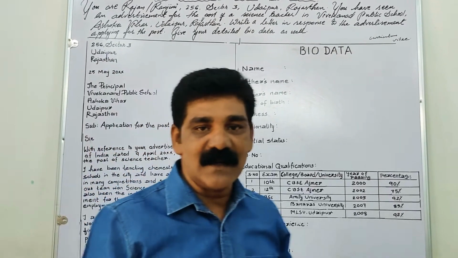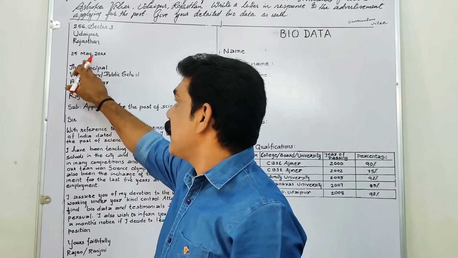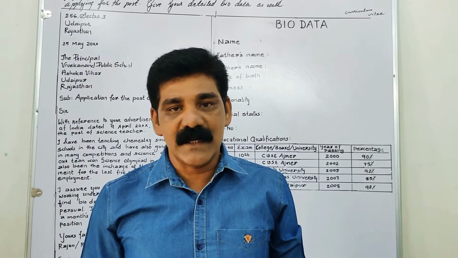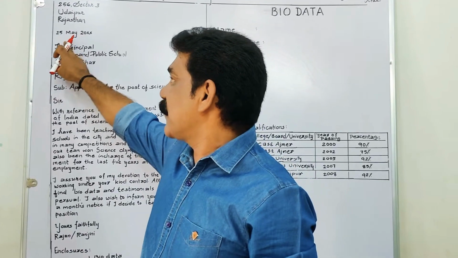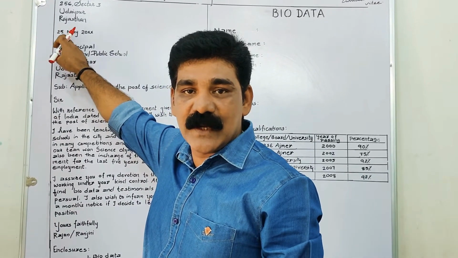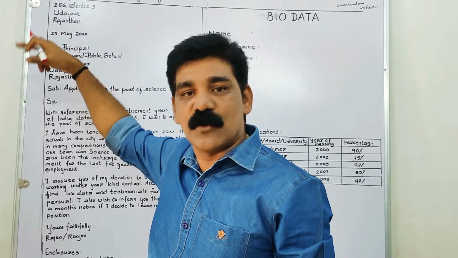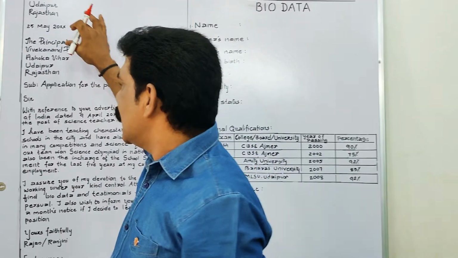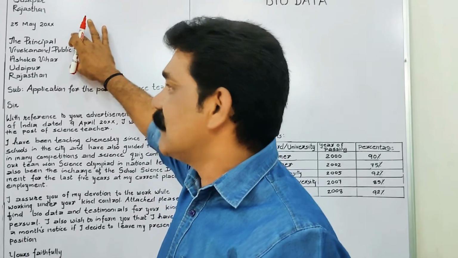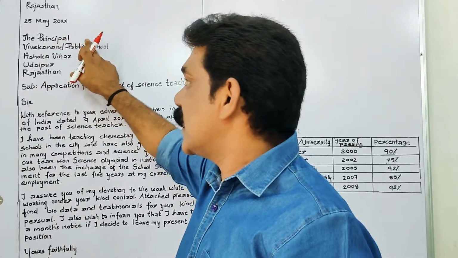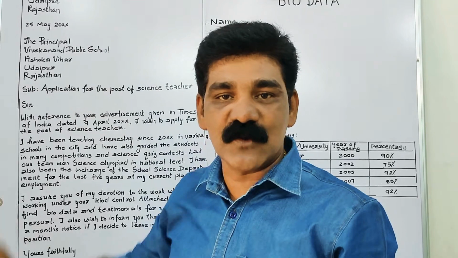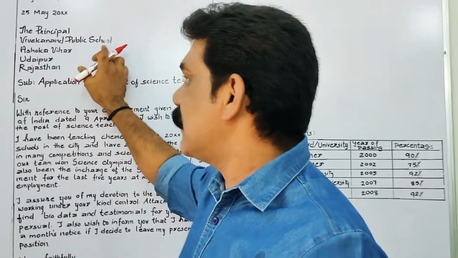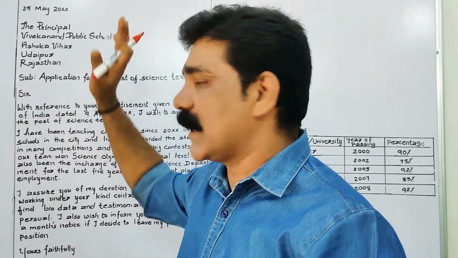Then skip a line, write the date, 25th May 2013, 14, whatever may be. It is not necessary to write like this, but I prefer to write the date first. You can write May 25th, in that case you have to put a comma. Then skipping a line, write the receiver's address, the principal, that is the designation. Don't forget to add the definite article, the principal. Vivekanand Public School, Ashok Vihar, Udaipur, Rajasthan.